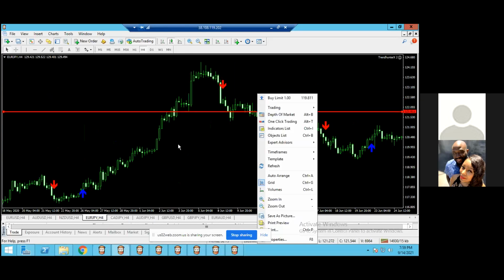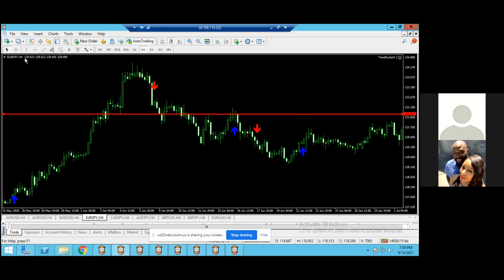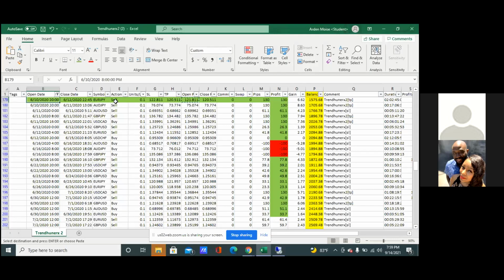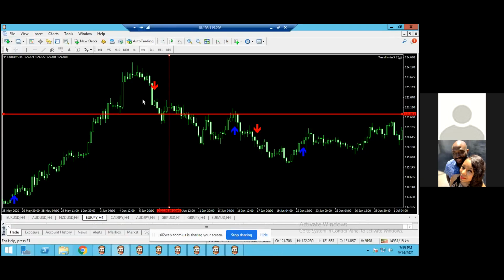I'm trying to show you the exact candle where it opened, which was this one, this exact candle right here, where I put the trend line. It opened up as a sell. I just want to make sure. Was it a sell? Yes, it was a sell right here. You see where the signal happened. You see where it entered on this candle right here.